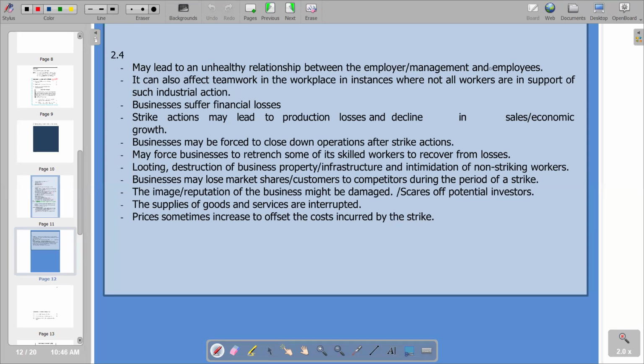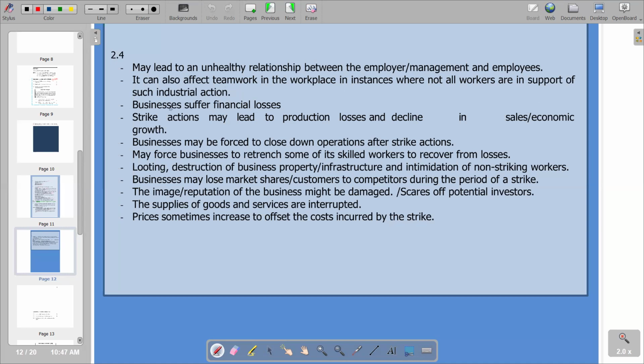That's what we have. Then the second point is saying it can also affect teamwork in the workplace in instances where not all workers are in support of such an industrial action. Obviously, there might be division amongst the workers, that some are saying let's strike, and others are not in the same direction with other workers. Then there will emanate disagreements that obviously are going to affect even the flow of work after the strike.